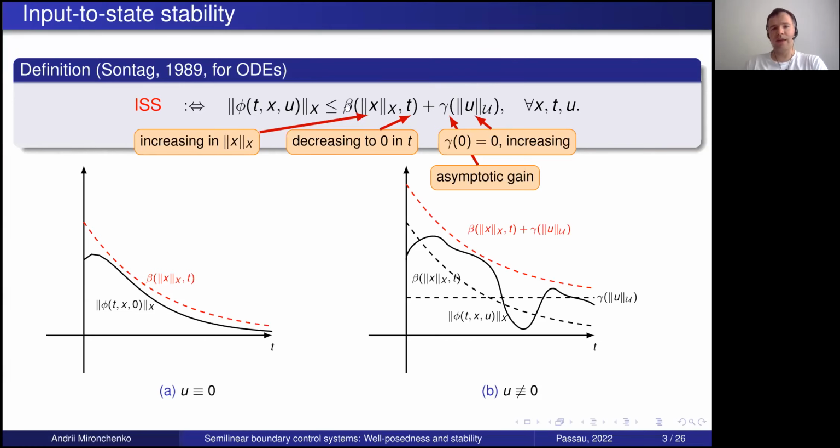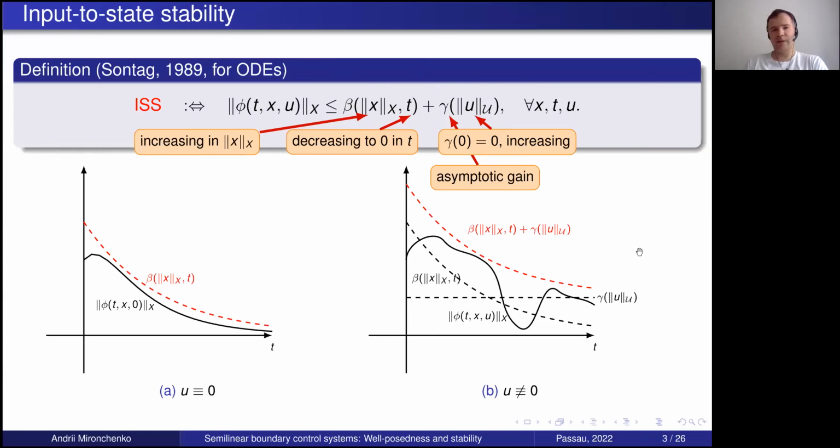Here beta decays to 0 when time goes to infinity. This means that as time goes to infinity, this term vanishes and the trajectory is upper bounded by this term. You can see it here, right? If we start somewhere here, this is my upper bound, it decays to this ball of radius gamma of norm of u, and so our trajectory eventually approaches this ball.